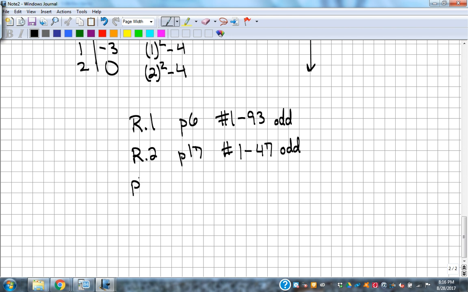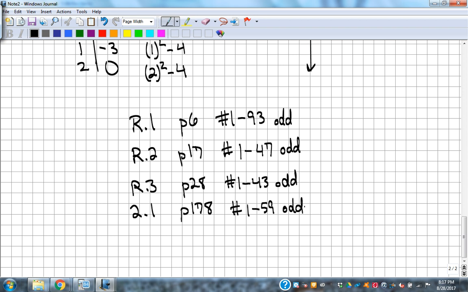R2, page 17, R3, page 28, 1 through 43, odd. And then 2.1, which is what we just did, page 178, 1 through 59, odd. The first Canvas quiz is not out there yet. It will be out there either tonight before you go to bed or tomorrow before you go to bed. So I haven't got that uploaded yet. I'll get that uploaded, and you've got 2 weeks to do it, so don't get in a rush to get it done tomorrow or anything like that. But I know some of you have got work schedules and different classes and things, so you don't want to get swamped here the first couple of weeks of classes.